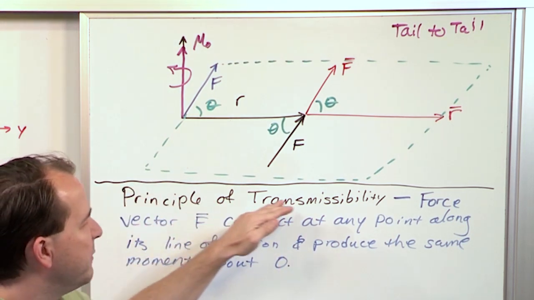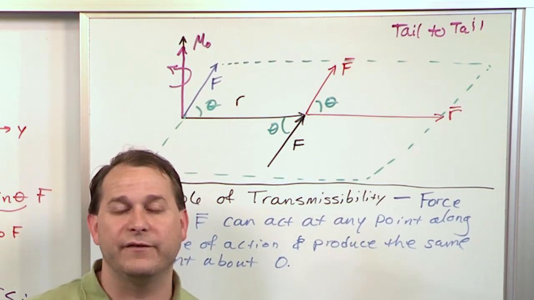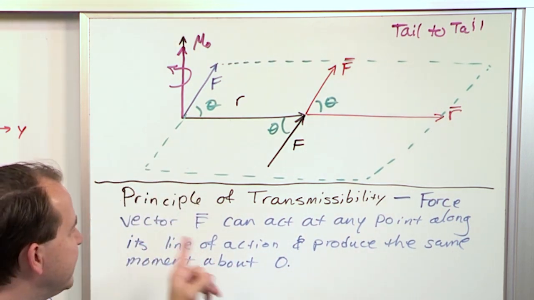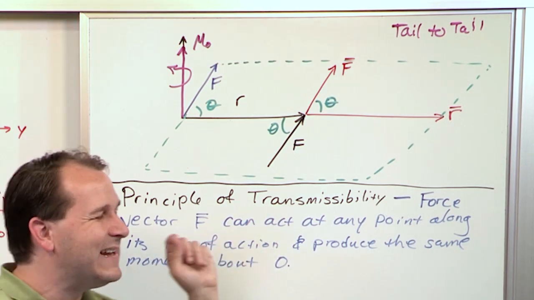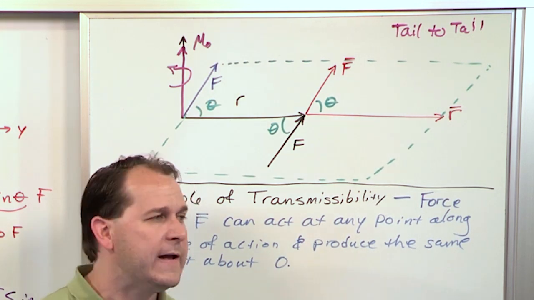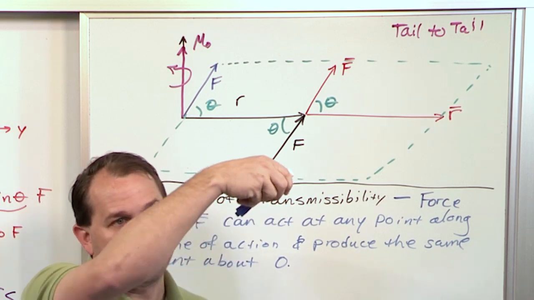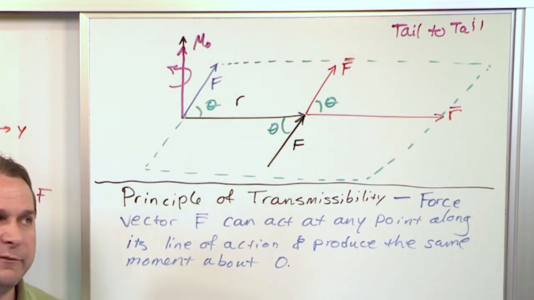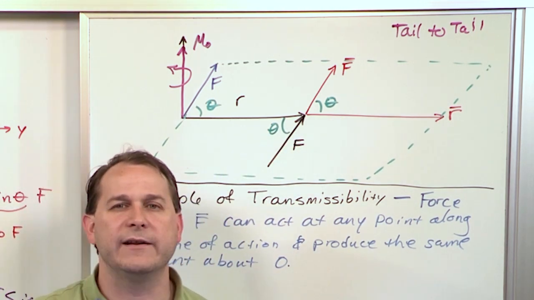The principle of transmissibility is very important because when you are solving problems, you can take advantage of this principle to make your calculations easier. It's basically saying that force vectors, in this case F we're calling it, can act at any point along their line of action. Remember, what is a line of action? It means that if I have a vector here pointed up in this direction, or a vector pointed back like I'm pulling on a rope, then the line of action just goes on in positive and negative directions on either side of that line.